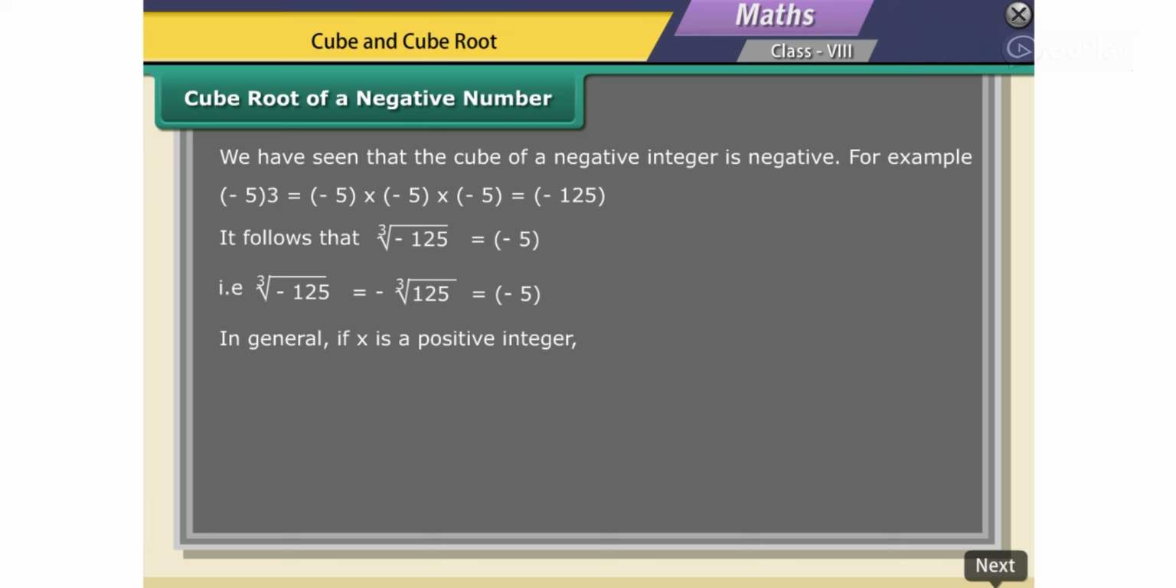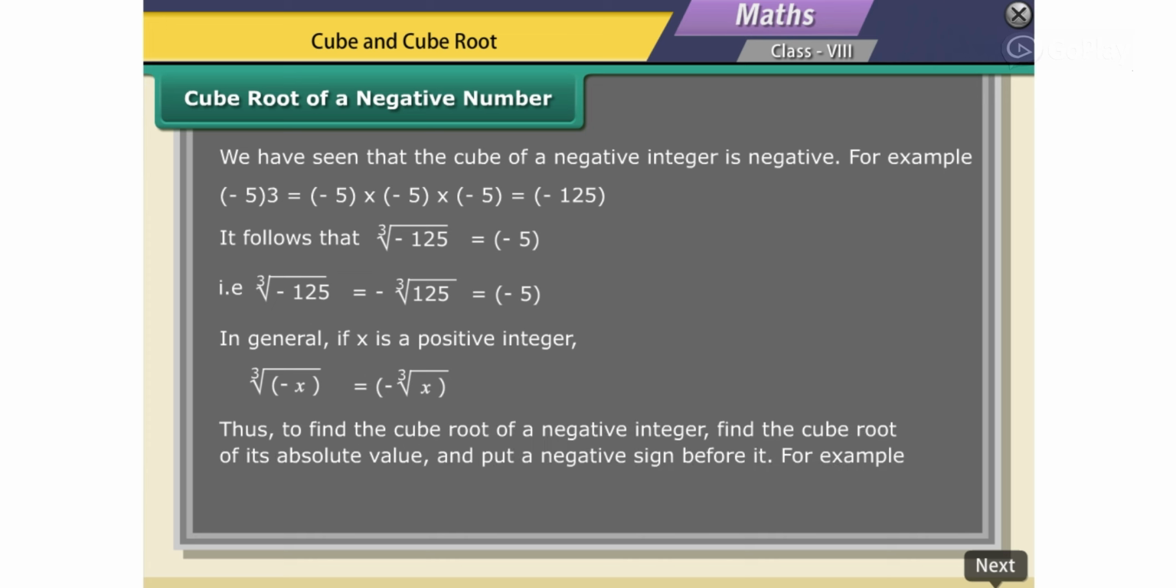In general, if x is a positive integer, cube root minus x is equal to minus cube root x. Thus, to find the cube root of a negative integer, find the cube root of its absolute value and put a negative sign before it.